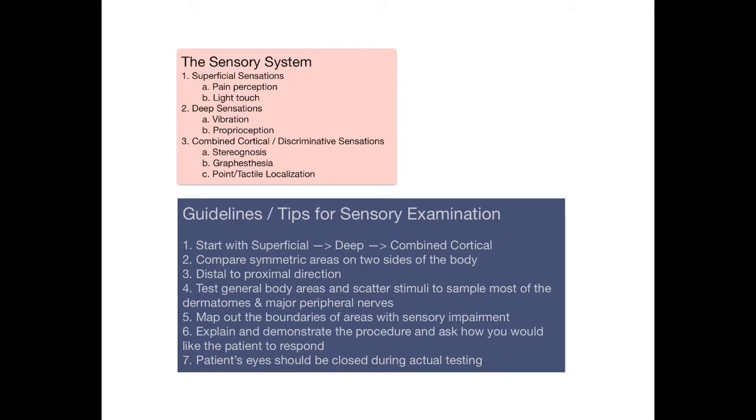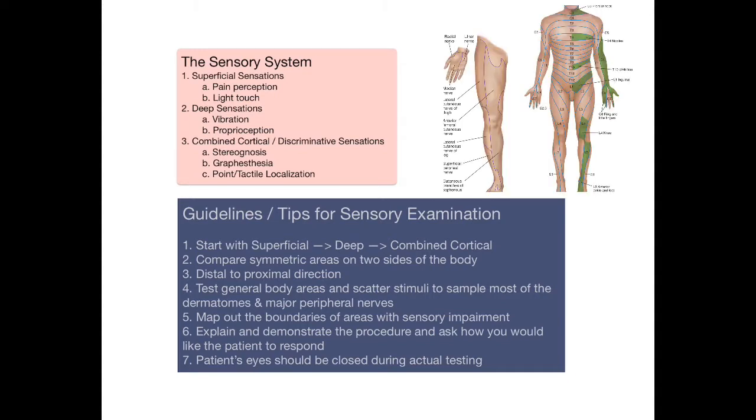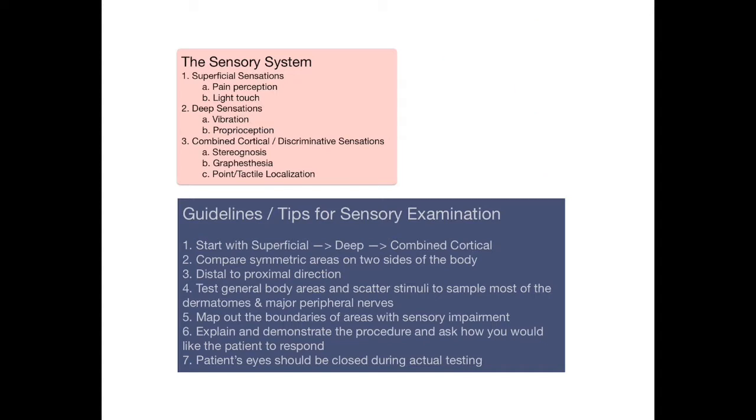Number 1, you start with a superficial sensation, then to deep, and lastly, combined cortical. If there is an impairment of superficial sensation, some impairment of the more discriminative sensation will also be noted and is a contraindication to further testing. Number 2, compare symmetric areas on the two sides of the body. 3, it is typically performed in a distal to proximal direction. Number 4, not necessary to test every segment of each dermatome, but test general body areas and scatter stimuli to sample most of the dermatomes and major peripheral nerves.